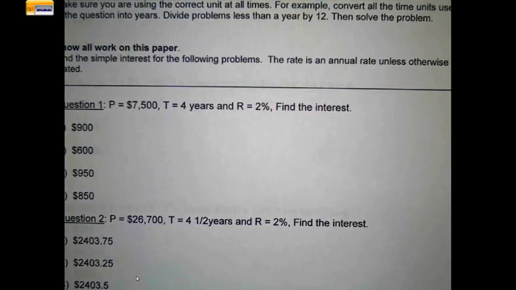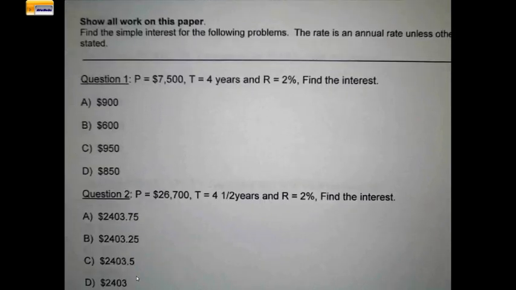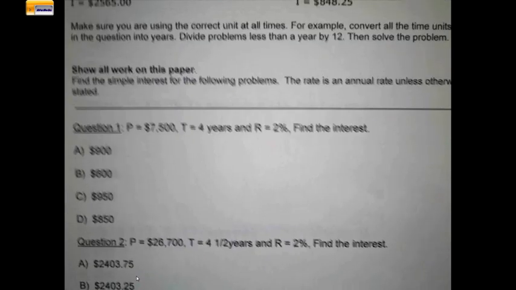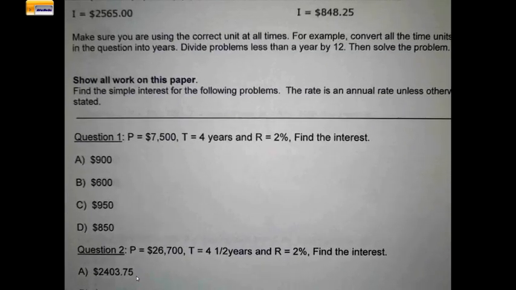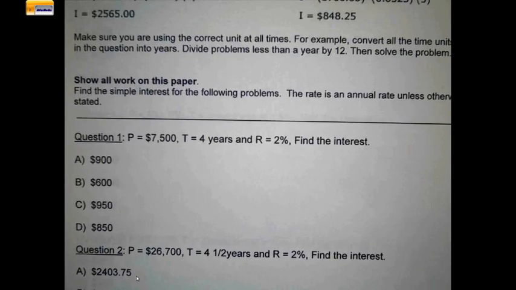Okay, page 2 has the first question, but what do the general instructions say? You've got two examples there at the top for interest. For those of you that came in a little bit late, you can look at those two examples. It says to show all of your work on this paper. Find the simple interest for the following problems. The rate is an annual percentage rate unless otherwise stated.